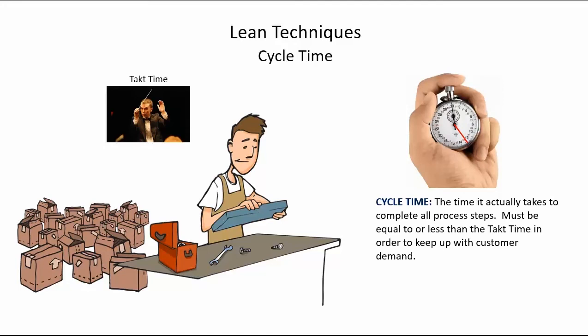Another critical measure is cycle time. Now, cycle time is the actual time a process takes to complete an entire process cycle. Said differently, cycle time is the actual time a process takes to complete all of its process steps. Cycle time must be equal to or less than takt time in order to keep up with customer demand.